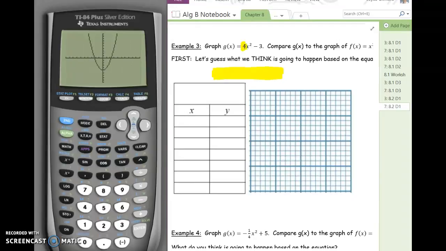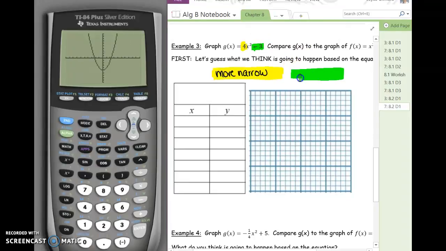Make it skinnier. 4 is bigger than 1, so it's going to be more narrow. Okay, and I tried to color code that, so that the 4, because the 4 is bigger than 1, is going to make that graph steeper or more narrow. Next we have a minus 3. What do you think this minus 3 is going to do?